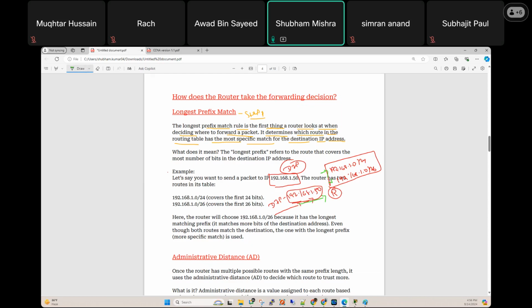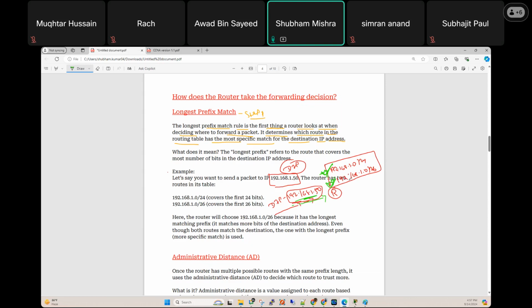When this router checks the routing table, it will check among these 2 prefixes, because both match. This is the IP address 192.168.1.50, and these are the networks. So this IP address belongs to this network as well as this network, both. But the router will choose any one. Are you getting my point? But the thing is, which one?